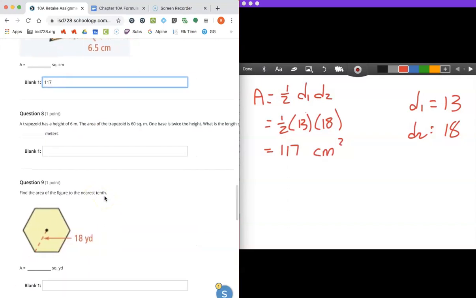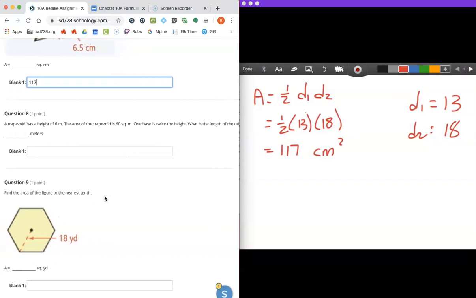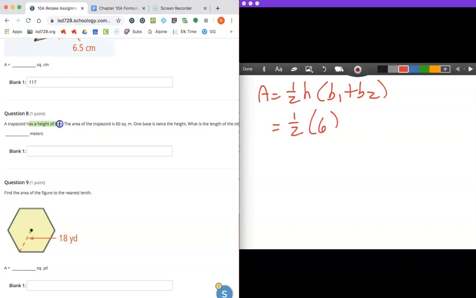Okay, trapezoid word problems. The word problem for number 8 says a trapezoid has a height of 6. So remember, this is our formula for trapezoid. I'm just going to fill in what they tell me about the trapezoid. So we have 1/2, the height is 6, they told me that. The area of the trapezoid is 60 square meters.